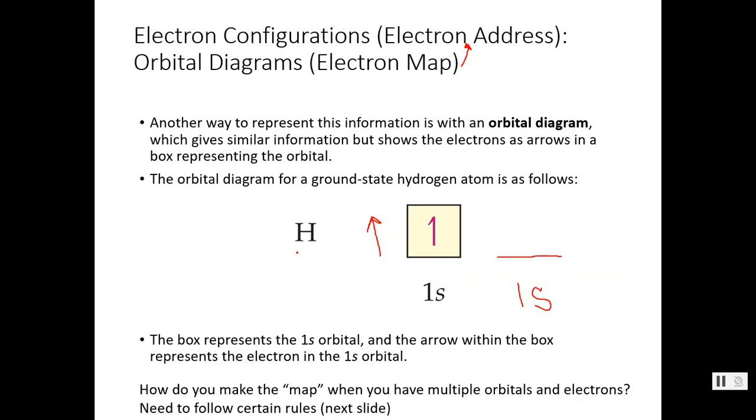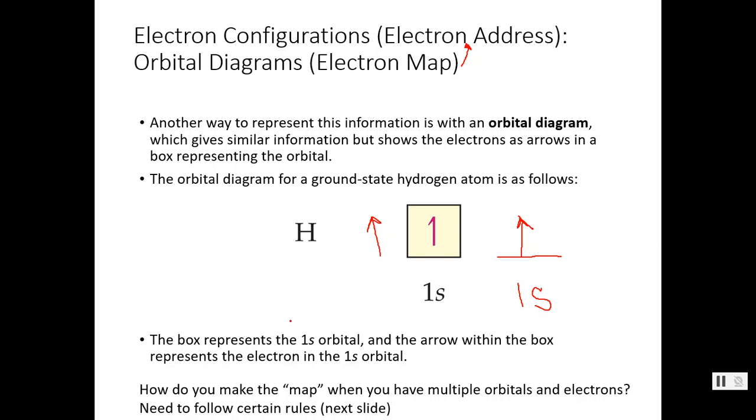So for example, hydrogen's 1s1. It has one electron, so therefore there is one arrow, one electron in that box. I could write it like this, or I could write it like this. Either way is going to be fine. Okay? So that is how to draw orbital diagrams. And that would be for hydrogen.